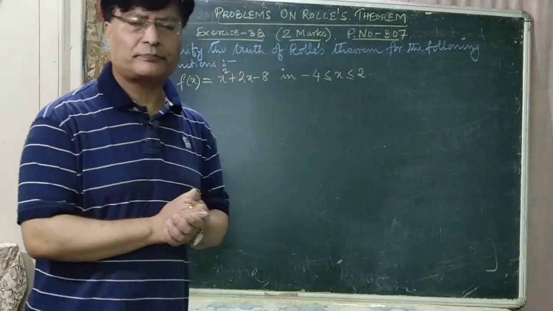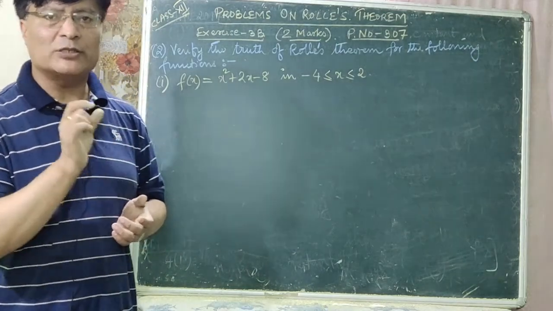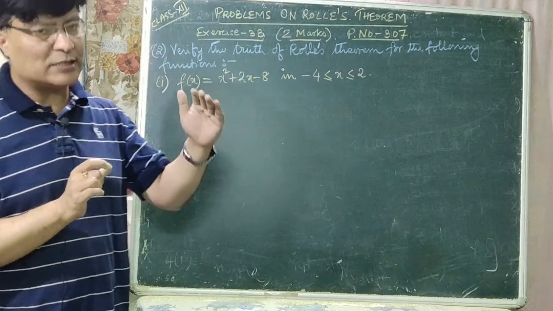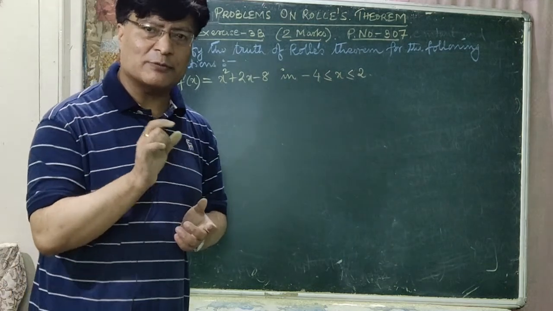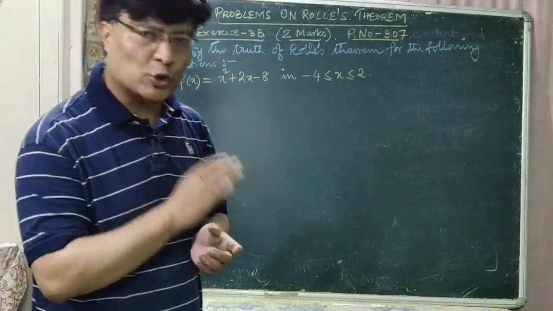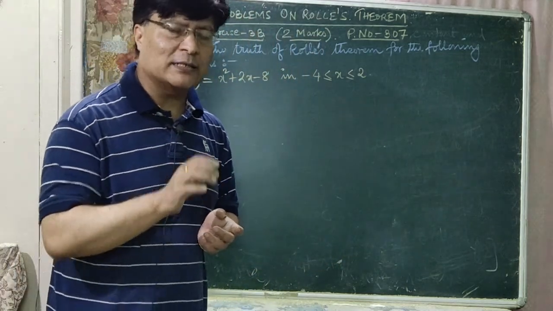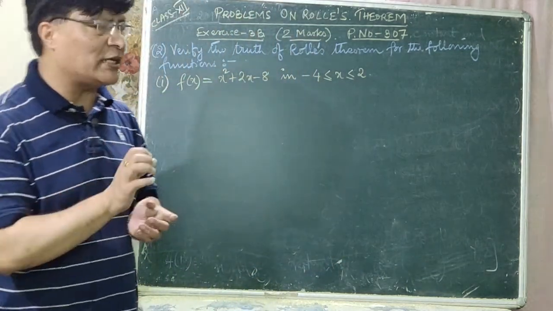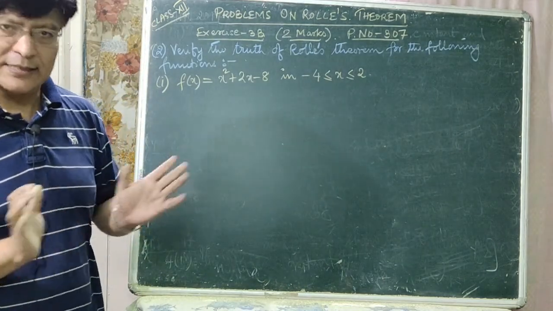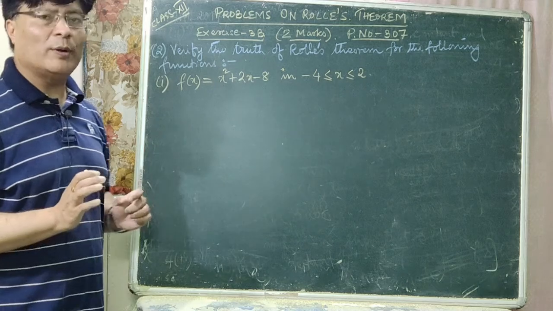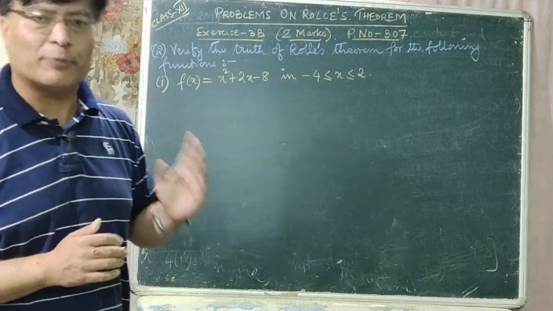That is, the tangent at any point c on the curve is parallel to the x-axis. So in this case, f dash of c is equal to 0 means slope of the tangent at the point c is equal to 0. It means that the tangent at the point c on the curve is parallel to the x-axis. Clear? So now we will use this statement in order to do this problem.